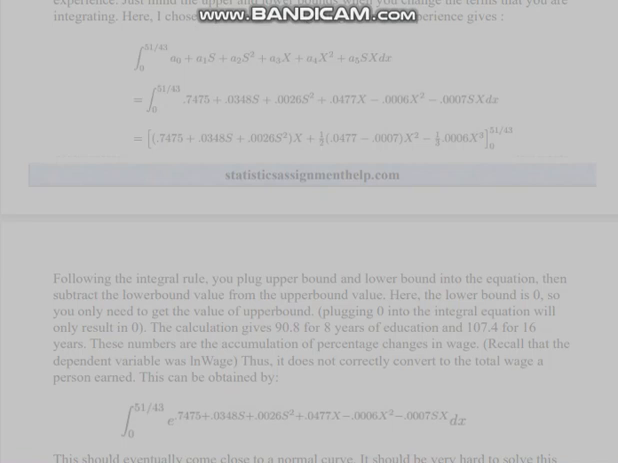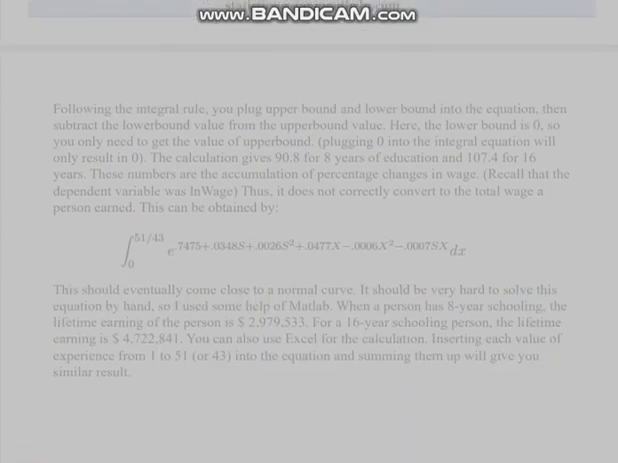When a person has 8-year schooling, the lifetime earning of the person is $2,979,533. For a 16-year schooling person, the lifetime earning is $4,722,841. You can also use Excel for the calculation. Inserting each value of experience from 1 to 51, or 43, into the equation and summing them up will give you a similar result.